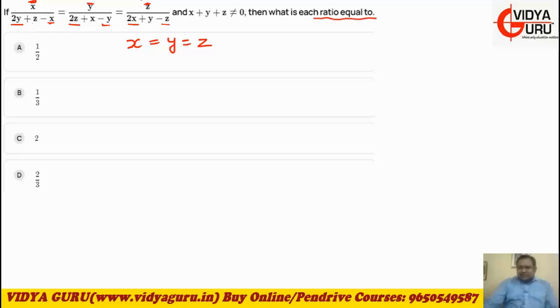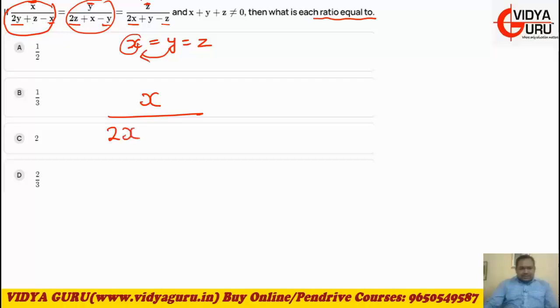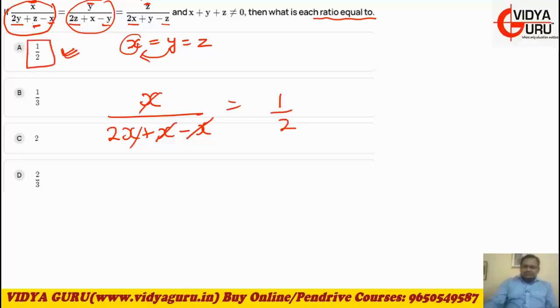So then what is the question? What is each ratio equal to? Each ratio means each term is equal to. So each term, so first term x by 2y. 2y can be written as 2x because y is equal to x. Z can be written as x. Minus x should be written as it is. So this is actually equal to half. So you can see how easy this kind of question becomes.